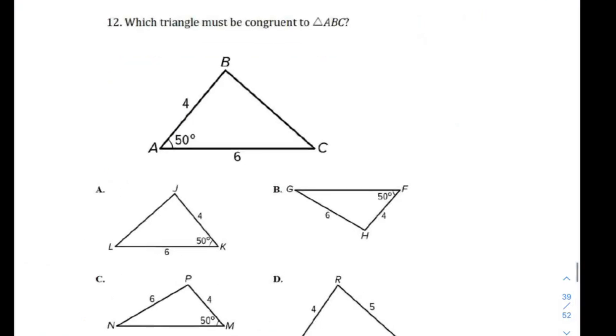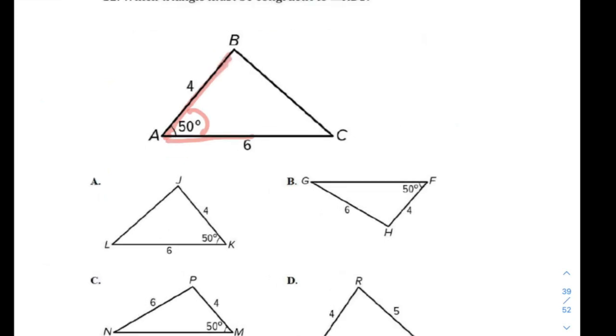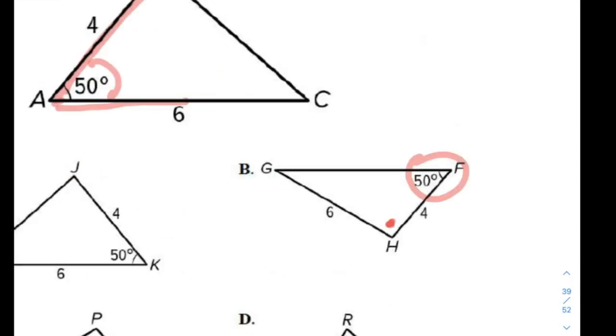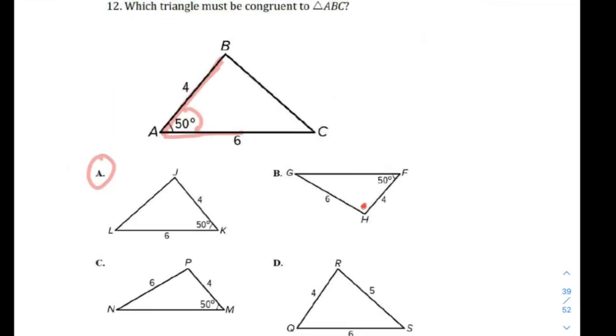Which triangle must be congruent to triangle ABC? As you see here, we have angle, side, and angle, then side 4, then angle, then 6. The only one compatible is A. For B, for example, the angle is not between the sides given. The angle should be between the sides included. This is the only correct one, A.